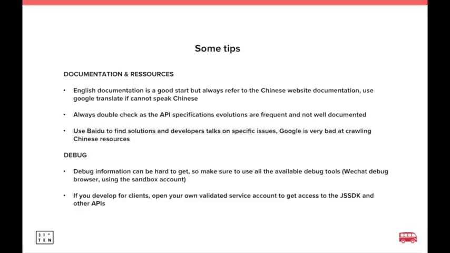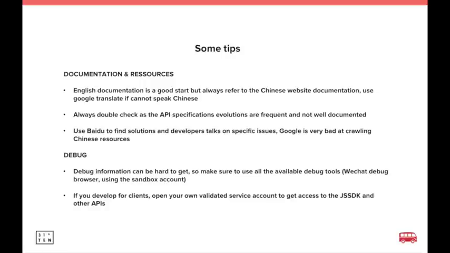So some tips in terms of documentation and resources. English documentation is a good start, but always rely on the Chinese website documentation. I will give the link. If you don't speak Chinese, like me, then Google Translate is actually super useful. And it's not literature, right? We're not reading a book from a philosopher. We're reading API documentation. So usually it's kind of transparent. You understand what they say.